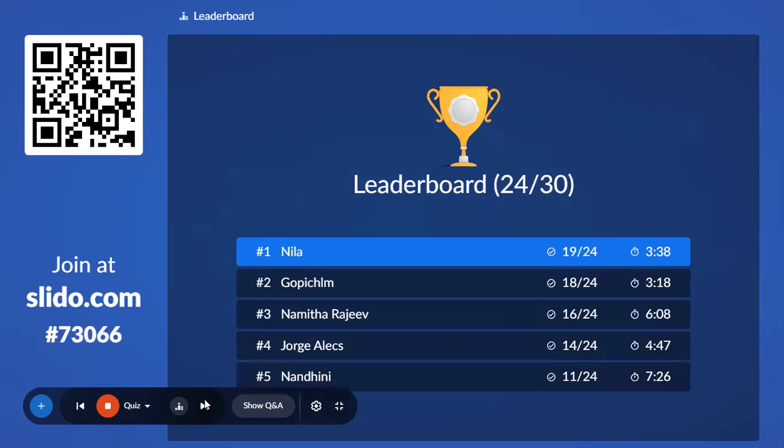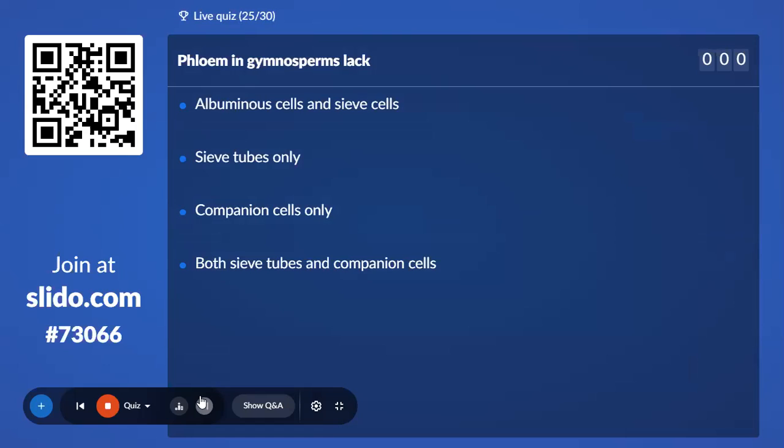Moving on to the next question, the 25th question of the day. Phloem in gymnosperms lack albuminous cells and sieve cells, sieve tubes only, companion cells only, both sieve tubes and companion cells.